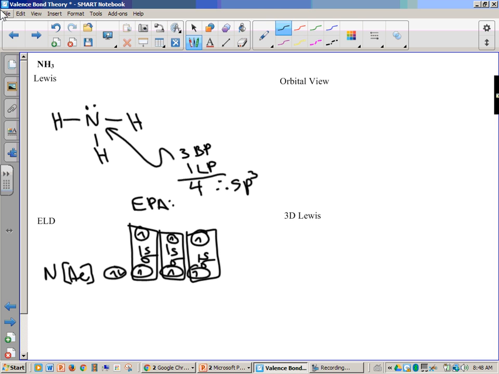So this is tetrahedral, A-L, tetrahedral. Again, a tripod with the thing on top. Why is it called a tetrahedron?